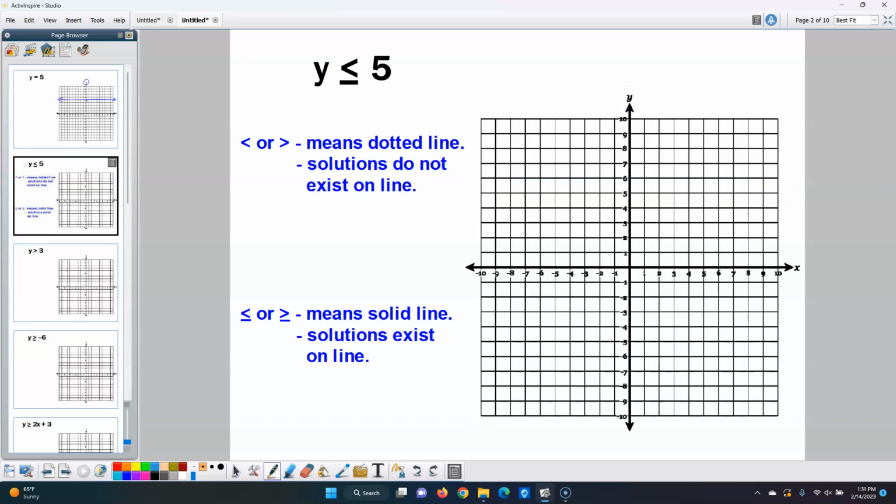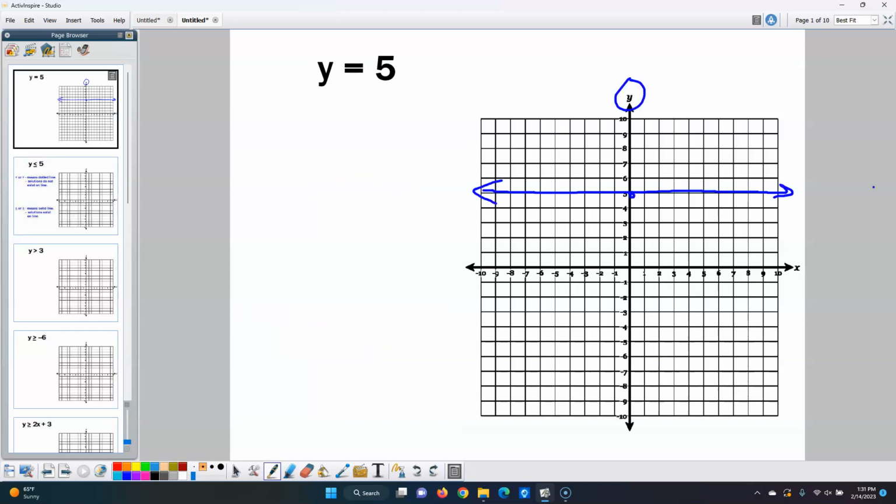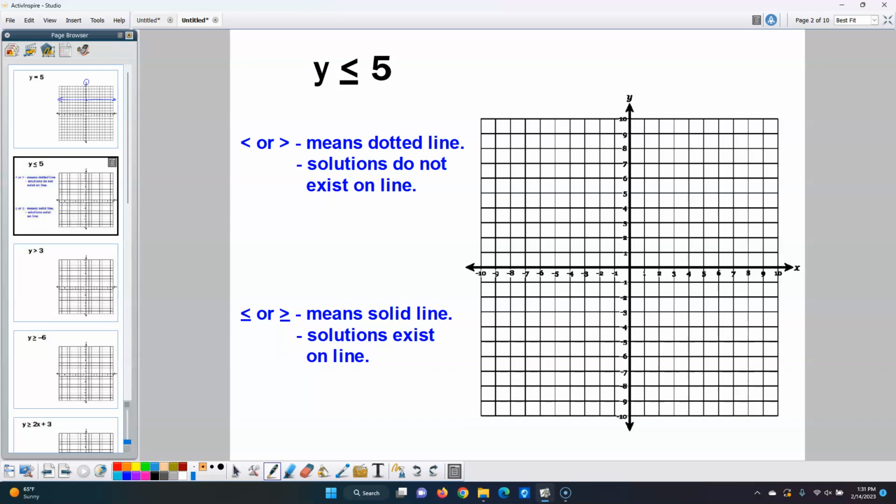This one looks different. It's an inequality. So I got you some stuff in blue over there to copy down. If it's just a greater than or less than sign, it means it's going to be a dotted line, and solutions do not exist on that line. If that equals to is on there, then it's going to be a solid line, just like we had the equals to over here. And solutions do exist on that line, just like over here, all the solutions existed on that line, or any line that you draw.